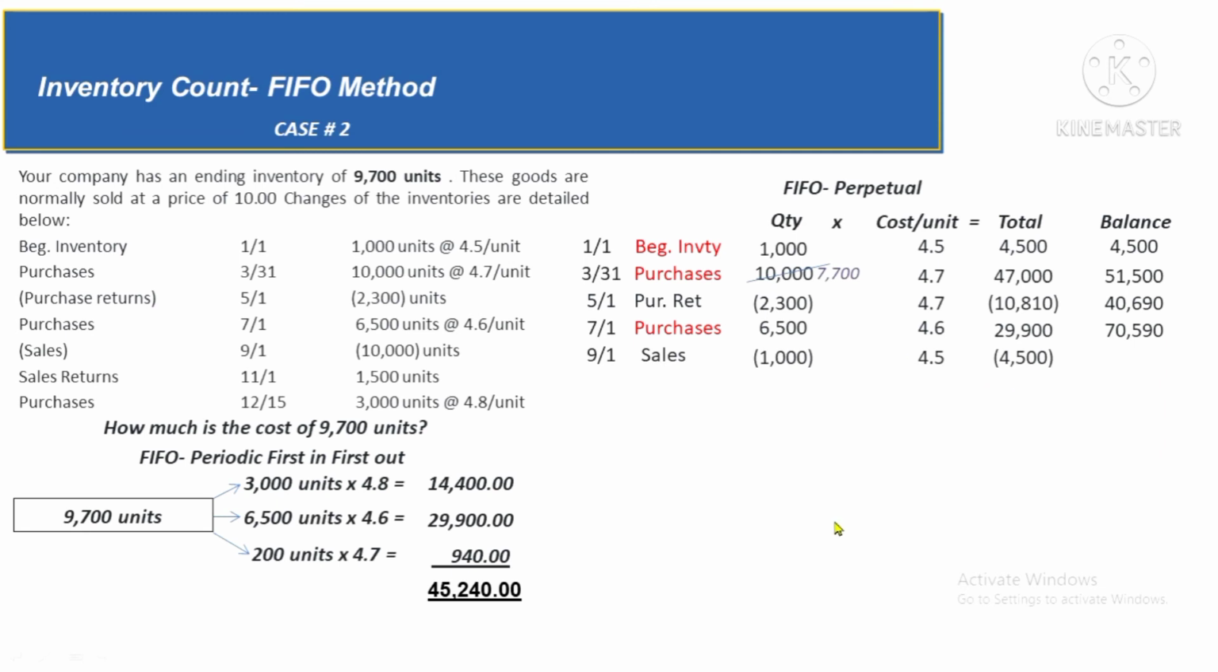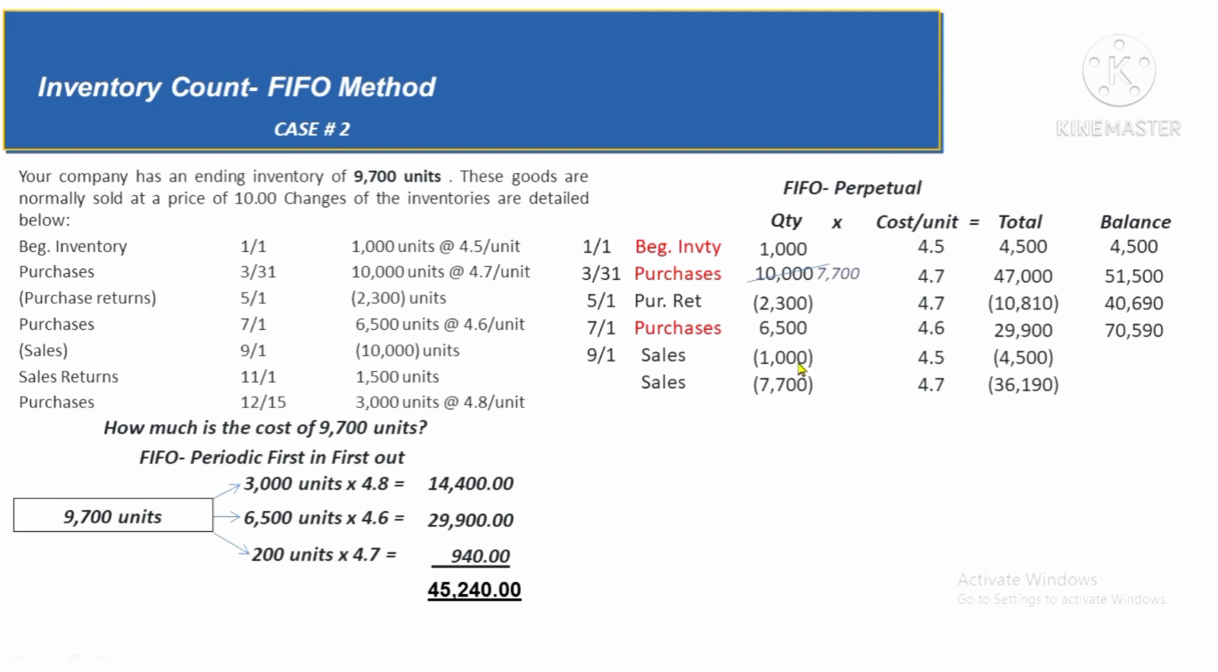The next group that is assumed sold is this group, which is again, the updated quantity is only 7,700 units because of the purchase returns. So this group costs 4.7 per unit. So let's put that right here. So the total is 7,700 times 4.7, it's 36,190. So now, out of the 10,000 units sold, we already figured out the cost for 8,700 units.